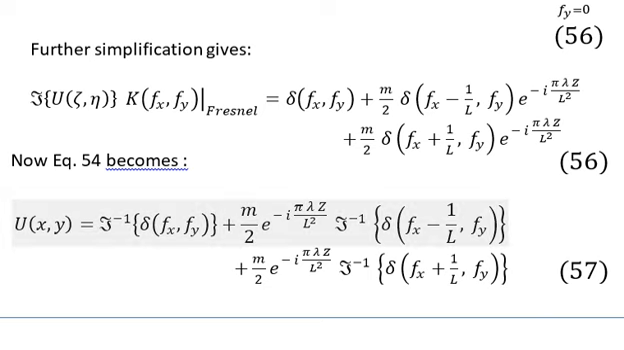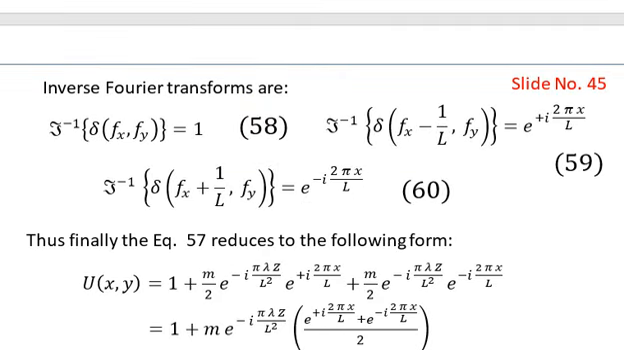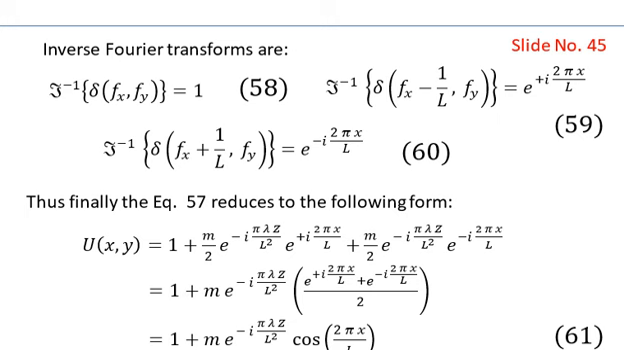You see that in equation number 57 we have the field u of x comma y on the left hand side, and on the right hand side we have shown the inverse Fourier operator operating on each term. It will operate only on the terms which contain fx comma fy, that is the Fourier variables. So the inverse Fourier transform will operate on the Fourier variables in equation number 57. After operating, we have shown the inverse Fourier transform of these three.